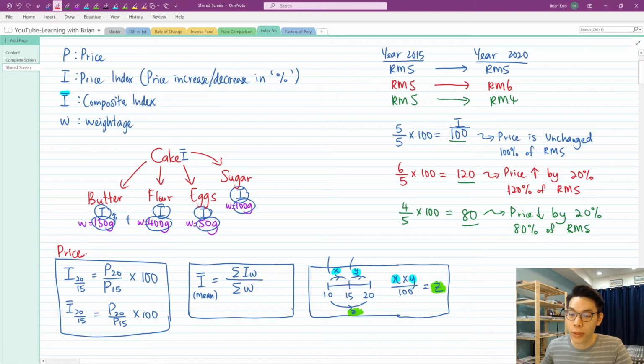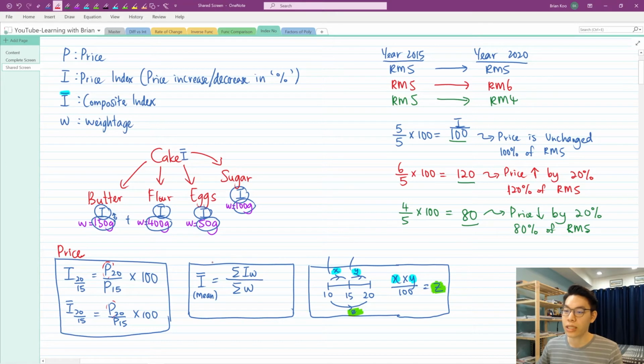Okay, this is the only formula that has price inside one, P. The other formulas, the second and third one, don't have price. So the moment you see they give you information about price, most likely it's going to be this first formula. So this is the formula for price.